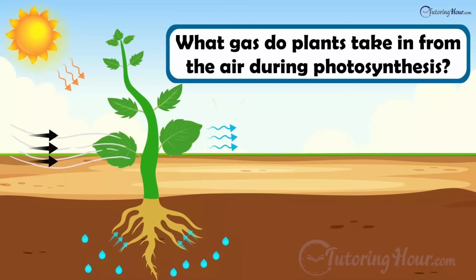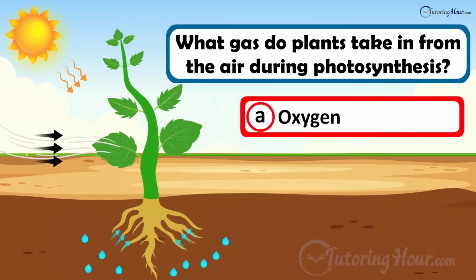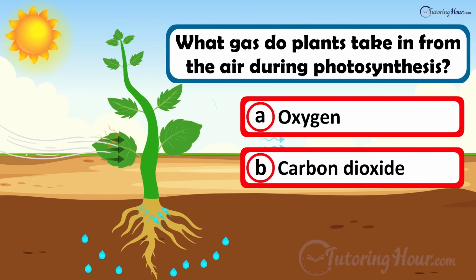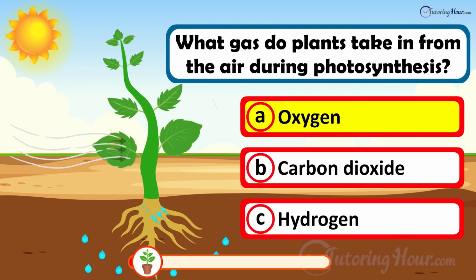What gas do plants take in from the air during photosynthesis? A. Oxygen. B. Carbon dioxide. Or C. Hydrogen.